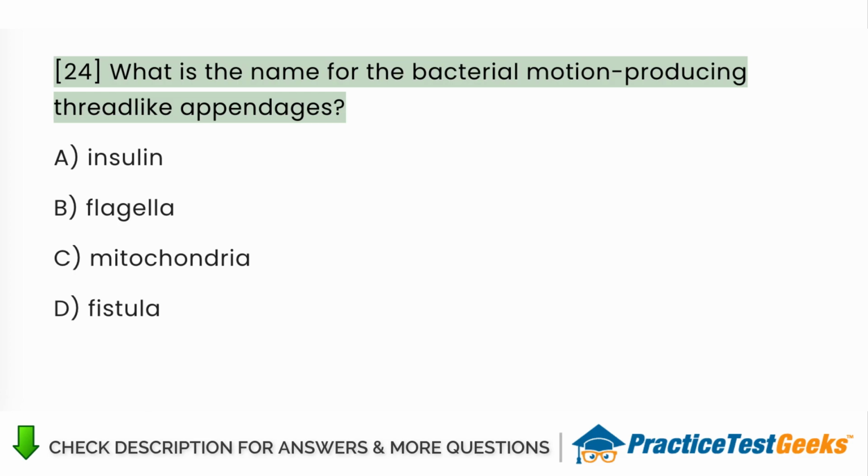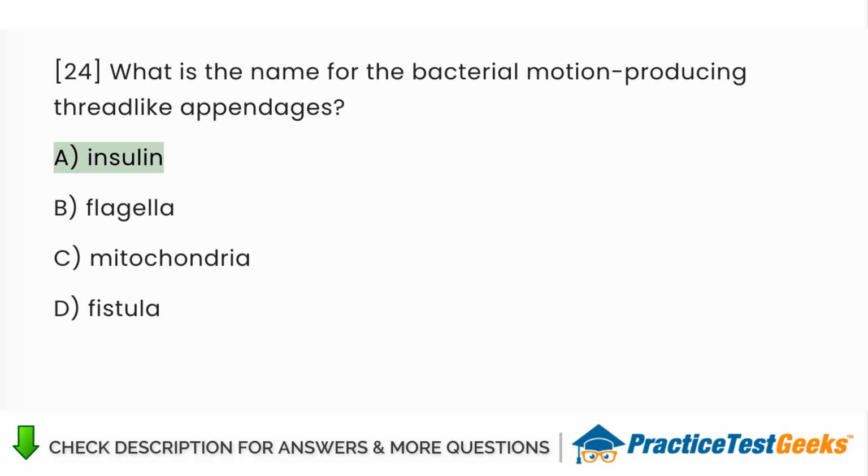What is the name for the bacterial motion-producing thread-like appendages? A. Insulin. B. Flagella. C. Mitochondria. D. Fistula.